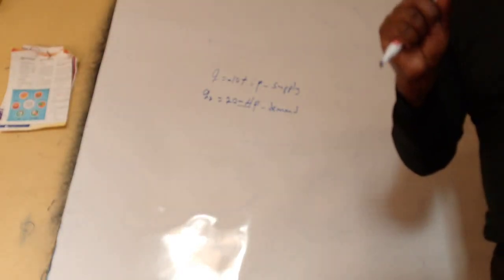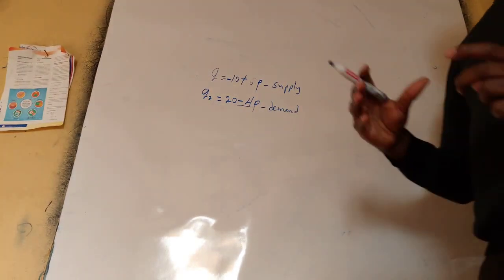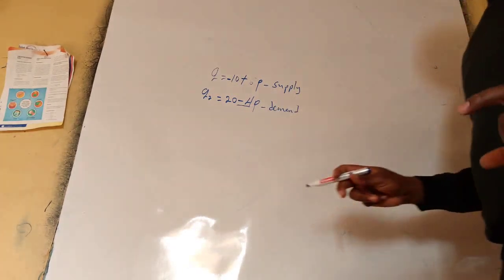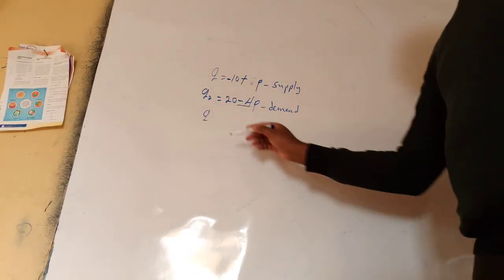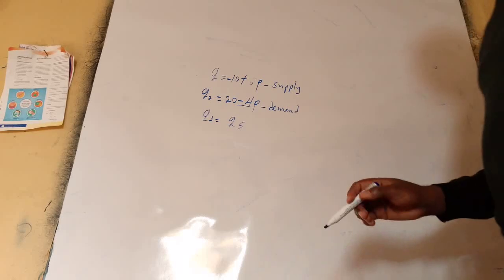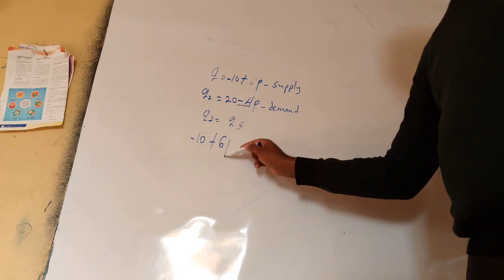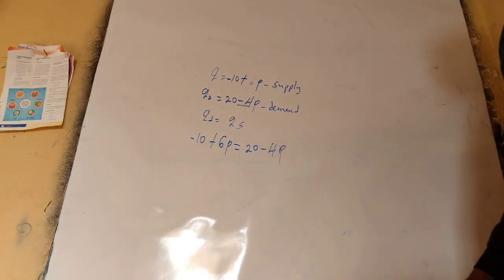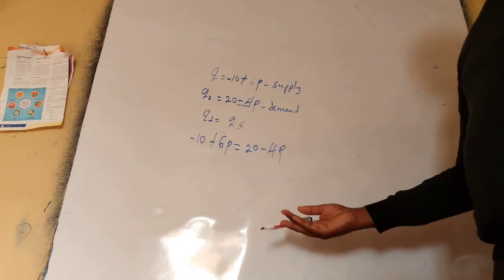Roman 2, determine the equilibrium price and quantity. When we talk of equilibrium, we are talking of a point of equality. Equilibrium means equal or equality. So when we talk of equilibrium, we talk of quantity demanded being equal to quantity supplied. So we just equate the two equations. This is now equal. Now from there, find the value of P.